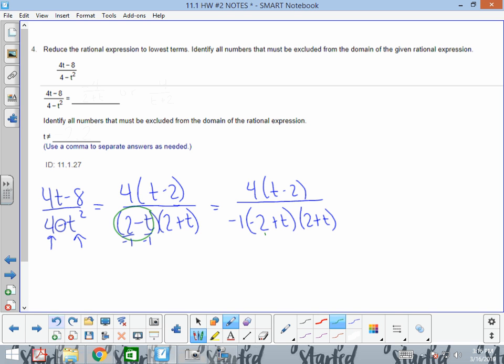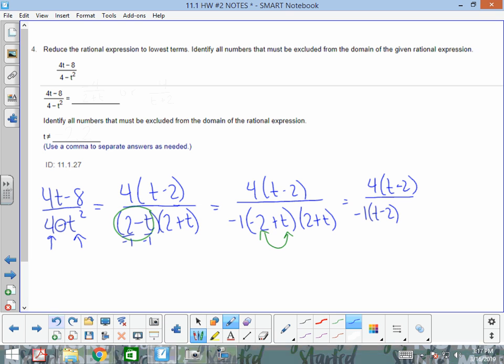Now I'm going to switch around the negative 2 plus t so that it looks like this, t minus 2. Now I didn't switch around the 2 plus t, but you can if you want to. I'm going to show you 2 different ways you can write that answer in just a moment. All right, so now the t minus 2 on top and the t minus 2 on bottom both cancel out.